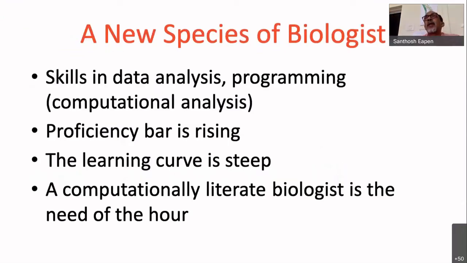So a new species of biologists is emerging, where you have the skills. You are acquiring the skills in data analysis and programming, so that you can analyze your data as you wish. You can mine deeply into the big data available to you, and come out with excellent, exciting results. What I advocate is that you raise your proficiency bar and be continuously in learning mode. You have to learn, unlearn and learn new things, because it's a very dynamic field, with new things emerging day by day. So the need of the hour is computationally literate biologists.